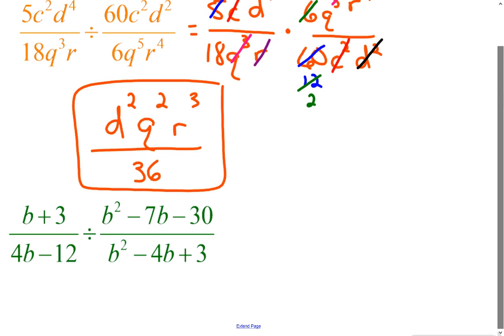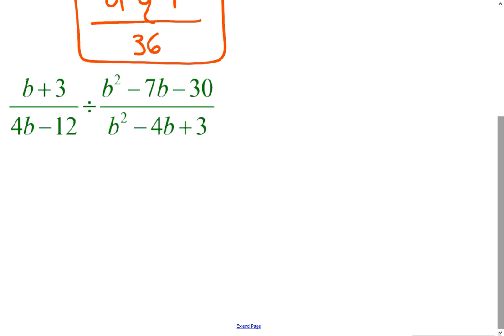And then last but not least, we have another division problem where, again, I'm going to need to factor first so that I can find all of those common factors that may divide out. So I'm going to do two things at once here. I'm going to rewrite it by factoring it, and I'm also going to multiply by the reciprocal. So the b plus 3, nothing to factor, but here I have a 4 that's common to both terms, so then I'd have b minus 3.